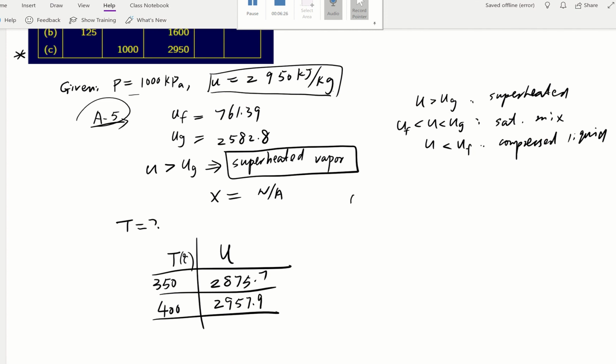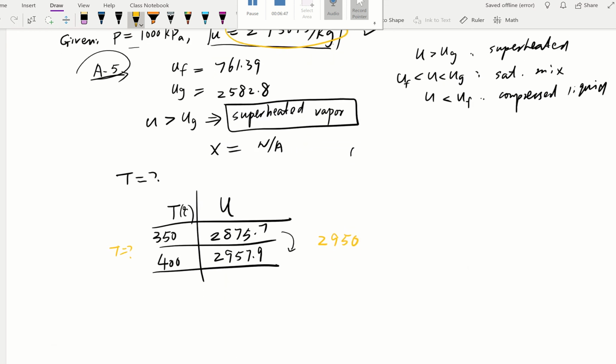Why do we use those two numbers? Because your U here is between those numbers, right? Okay. Our U is 2950, and we need to find the corresponding T.